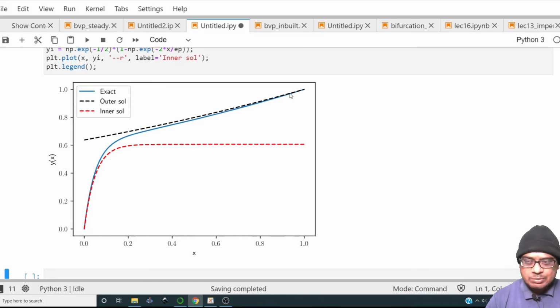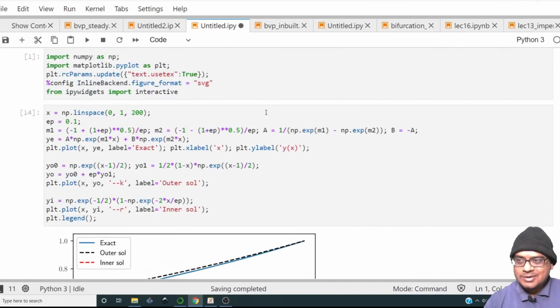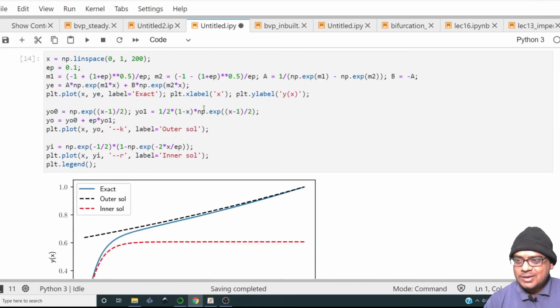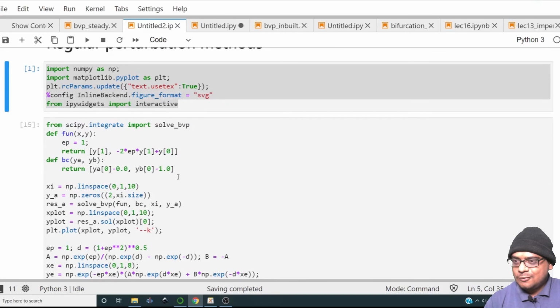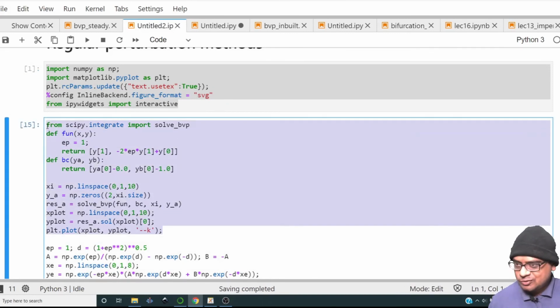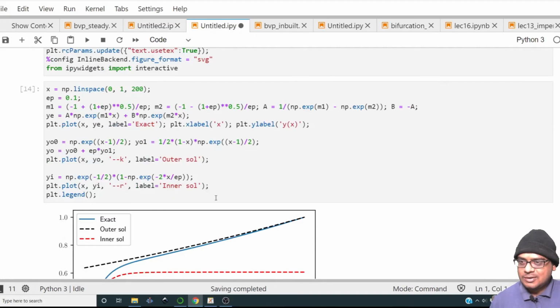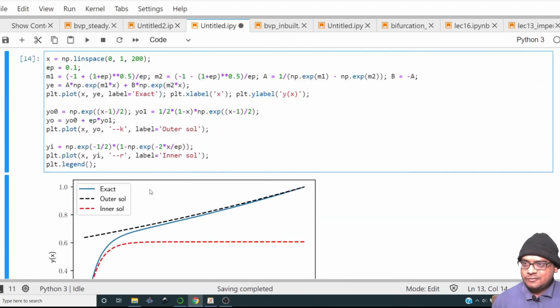You have two distinct behaviors, one inside the boundary layer, one outside the boundary layer. And you can find out approximations to those functions. In fact, you can find a composite expansion which can give you one single function which will go across both the domains. But that's beyond the scope. But yeah, so let me just show you how we can use some of our old code to solve that equation with the help of SciPy.